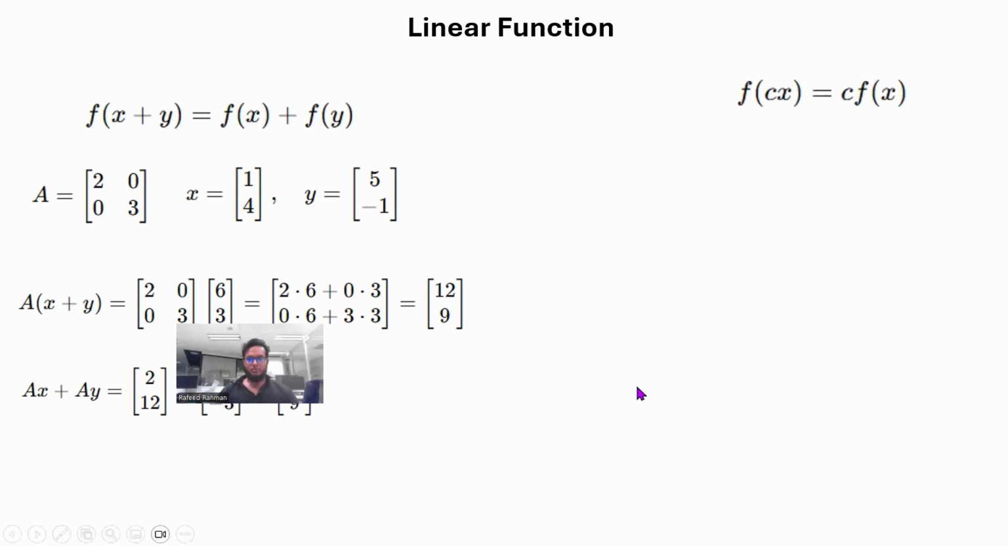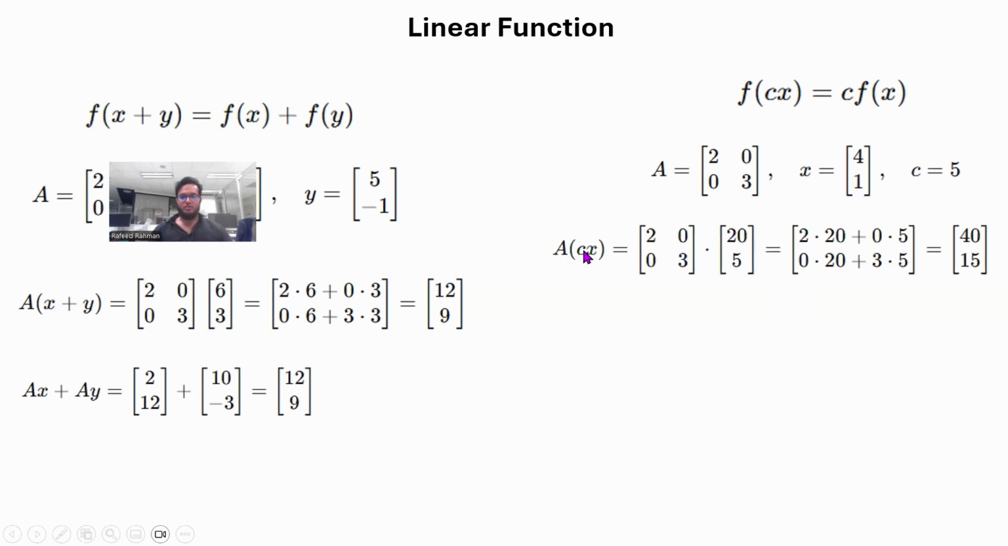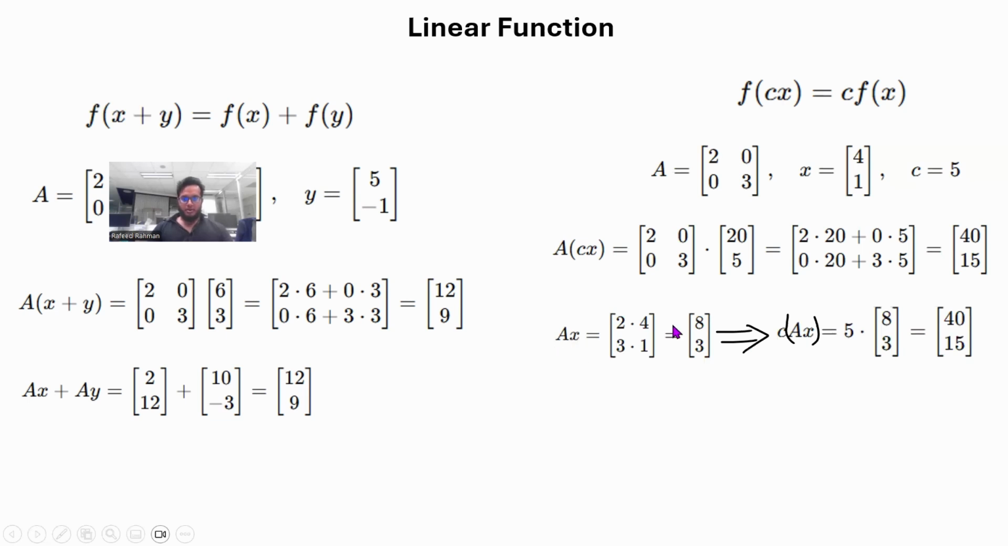What about the second one? In the second one, we have f of cx equal to c times f of x. What is c? c is just a constant scalar value, nothing else. Let's see if this holds. Let's assume that this is matrix A, and then we have x, and we have c right here. You can apply c to x first, which constructs this 20,5 vector, and we can apply A on that, and we are going to get this nice vector right here. We can first apply Ax and get 8,3, and then apply the scalar multiplication by c, which is 5, and we are going to get the exact same thing. So this shows that matrix multiplication is a linear operation.